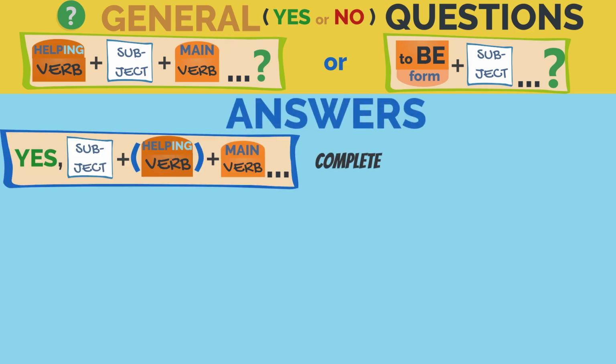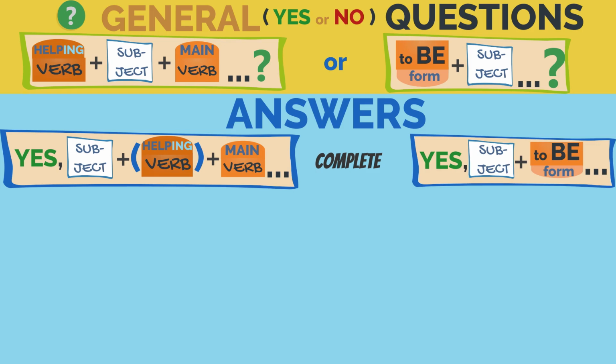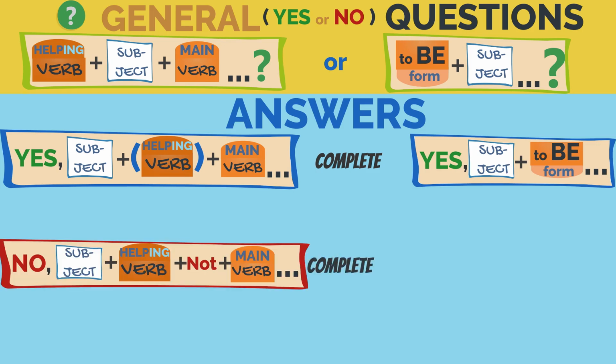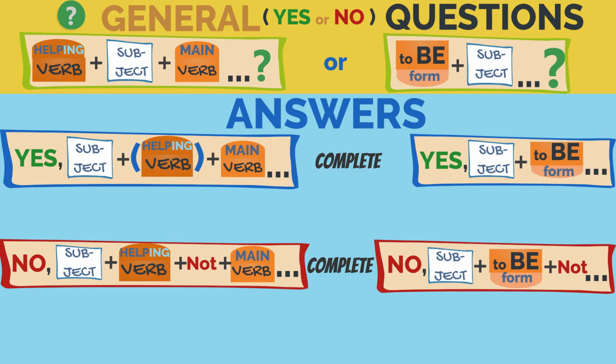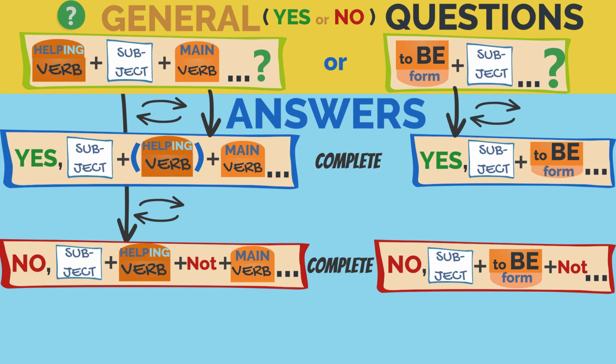To make the answer complete, you need to add a positive sentence after yes, and a negative sentence after no. These sentences are full, but inverted, versions of the corresponding questions.